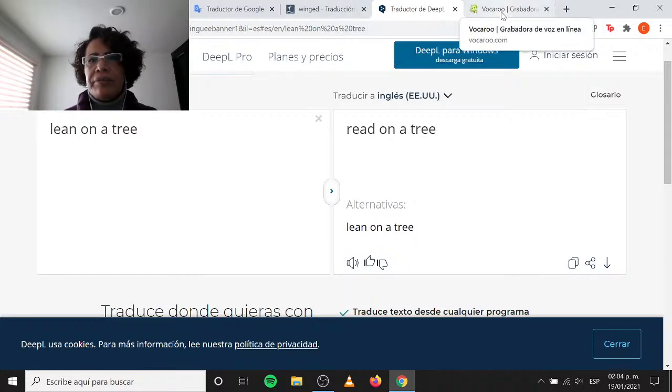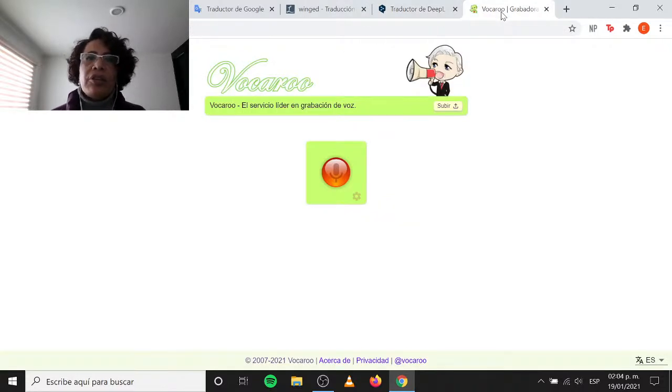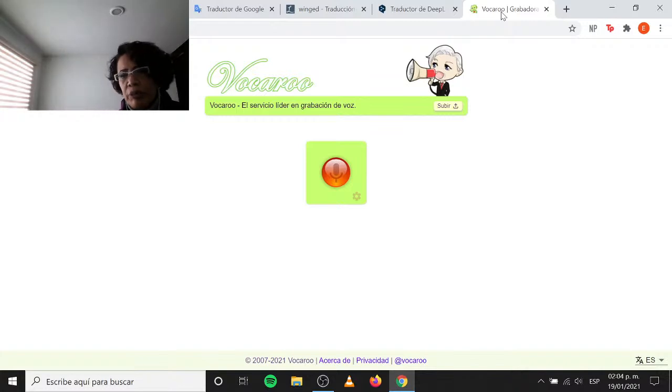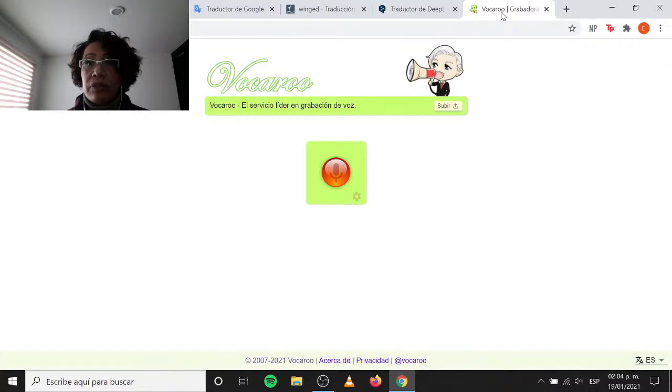And finally, we have Vocaroo. Vocaroo is a very useful platform for the ones who don't have any app in your cell phone to record your voice. This one you can download it in your laptop or in any computer you have, and in here you just press the button and it instantaneously records your voice.